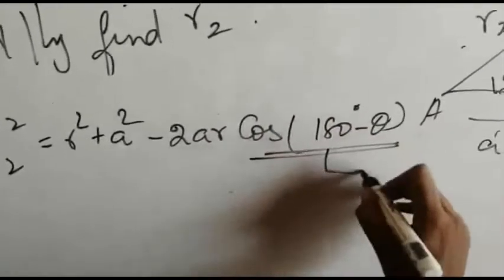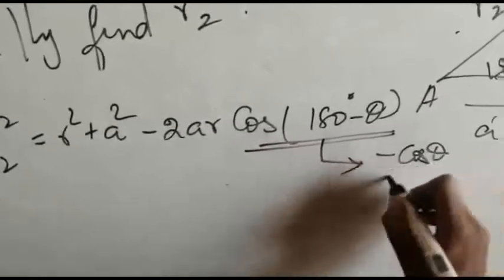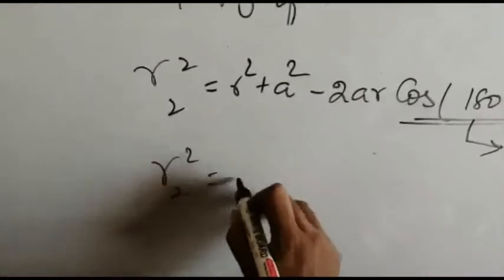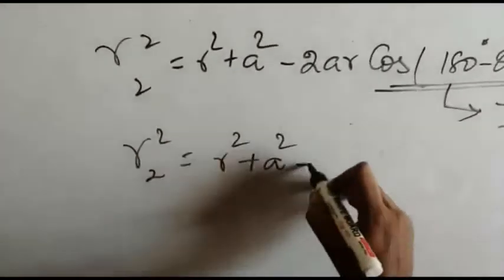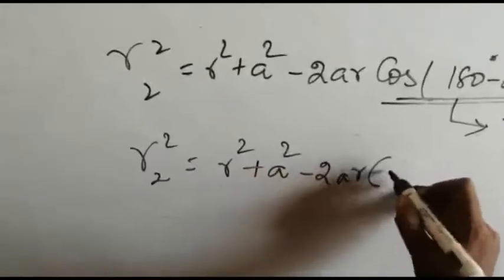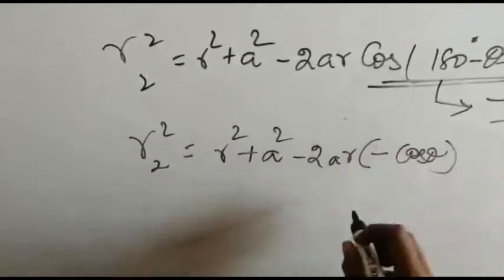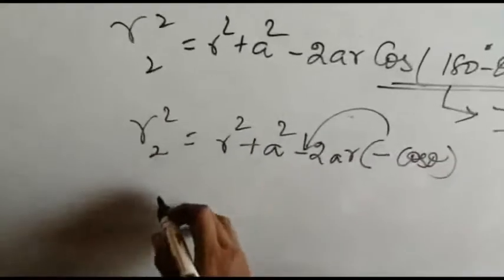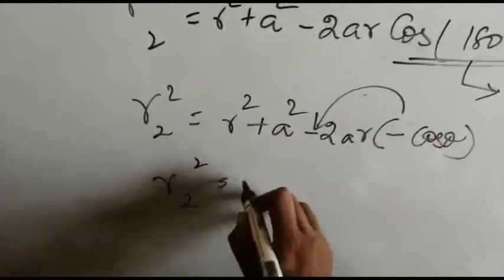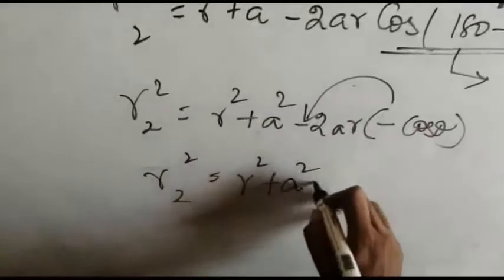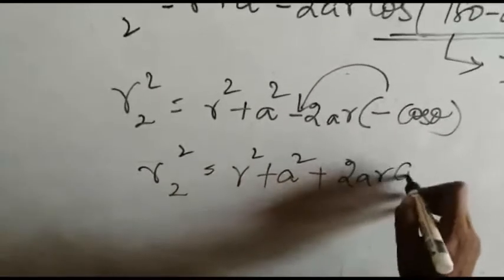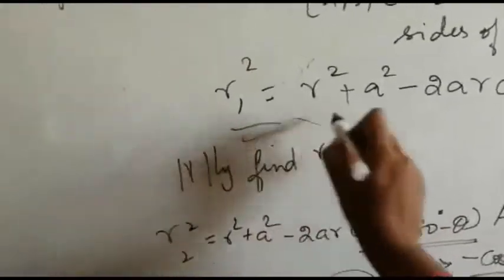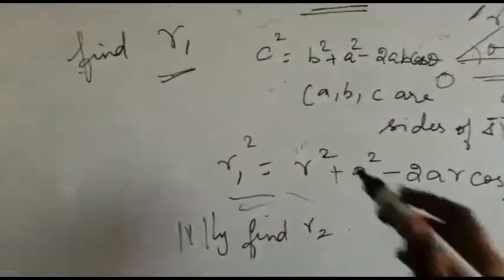Cos of 180 minus theta is minus cos theta. So substitute minus cos theta in place of this. R2 square is equal to R square plus A square minus 2AR into minus cos theta. Bring this minus outside: minus into minus becomes plus. So R2 square is equal to R square plus A square plus 2AR cos theta. Now I have found R2 square and R1 square, and I want to find only R1 and R2.